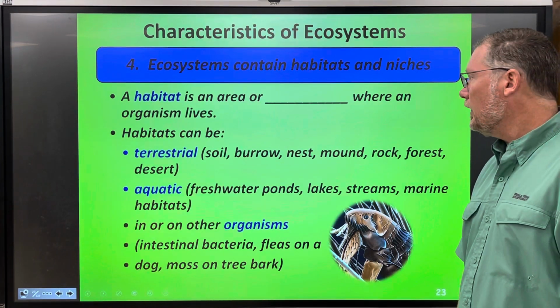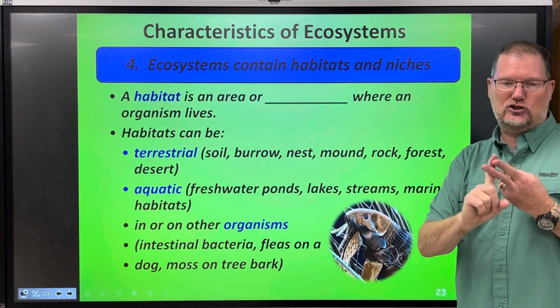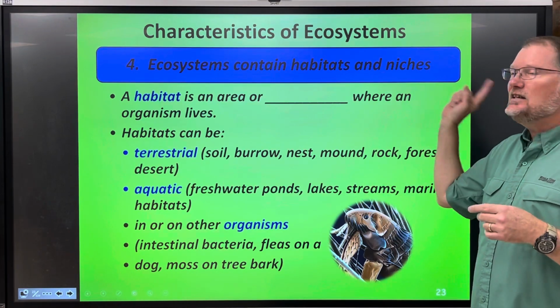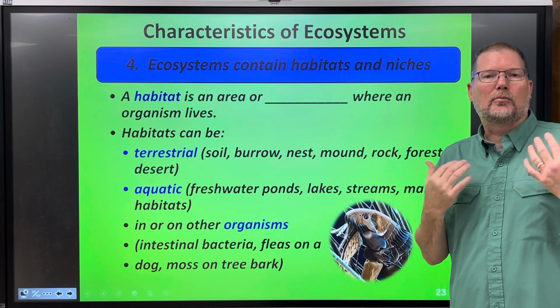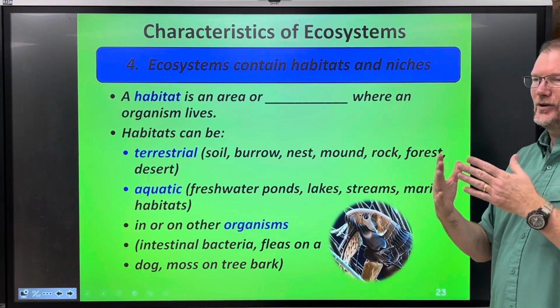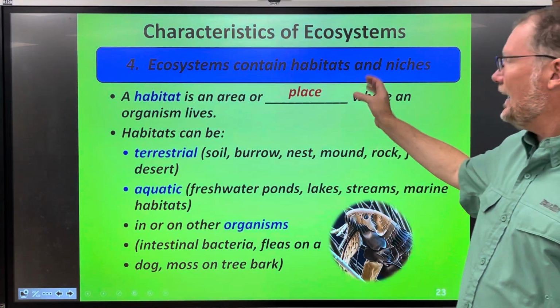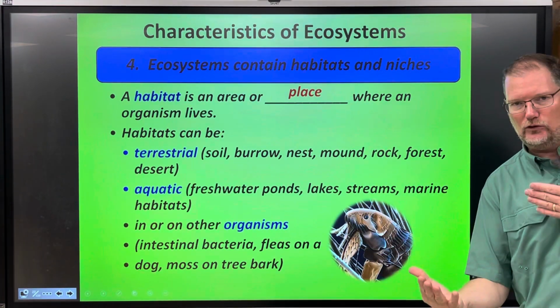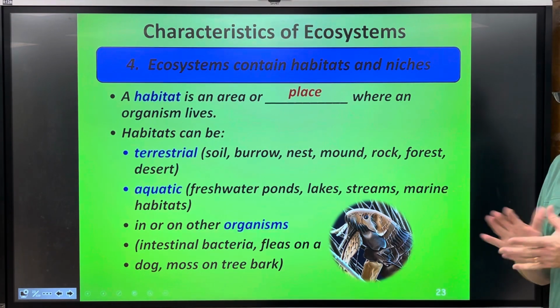And then the fourth one is they have to contain habitats and niches. Some people say niches. I say niche. I'm a biologist. I learned it as niche, but either one is correct, okay? So a habitat is a place. I think you guys could have figured that one out on your own, where an organism lives, right?